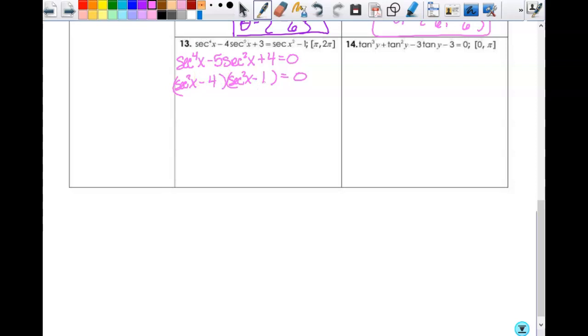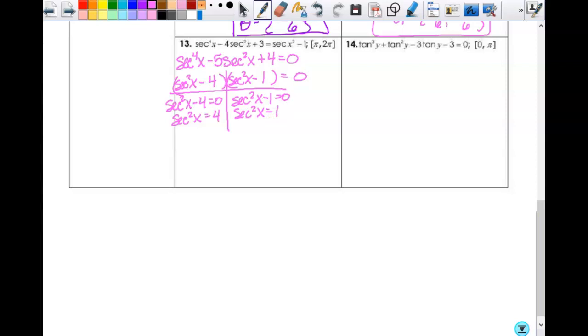Difference of squares. Okay, but I'm not going to factor this one this way because I'm going to do it a different way, and I'm going to tell you why the different way isn't always best for everybody. But I can just go ahead and split it up here. So I get secant squared x minus 4 equals 0, and secant squared x minus 1 equals 0. So then secant squared x equals 4, and secant squared x equals 1.